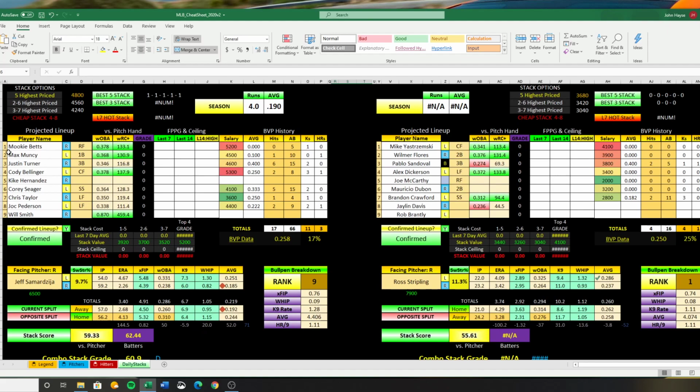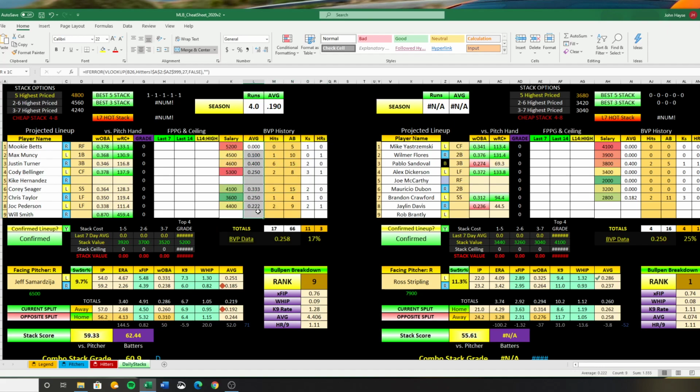Here, this is going to show your projected lineup, and then if they're a righty or a lefty, what position they are on DraftKings, and then versus pitcher hand, I've got their wOBA, their wRC+. When we get the fantasy points for last 7, last 14, and their ceiling game, we'll get a grade in here that'll fill in for them. We've got their current salary, and then I love this right here. This is my favorite column. This is the BVP history versus the pitcher they're facing.